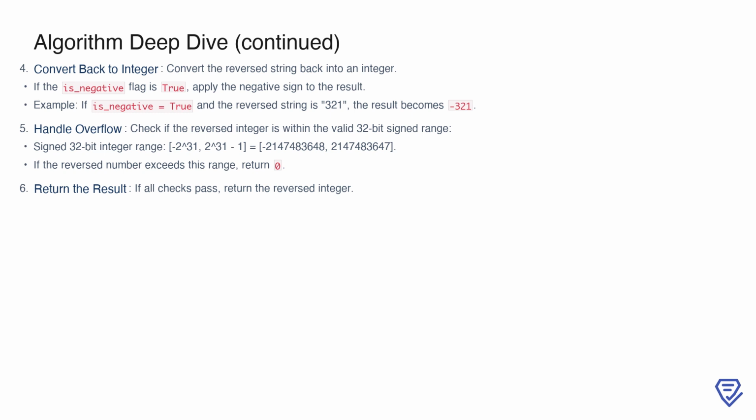If the is_negative flag is set to true, we reapply the negative sign to the result. For instance, if the reversed string is 321 and the original number was negative, the result becomes -321.